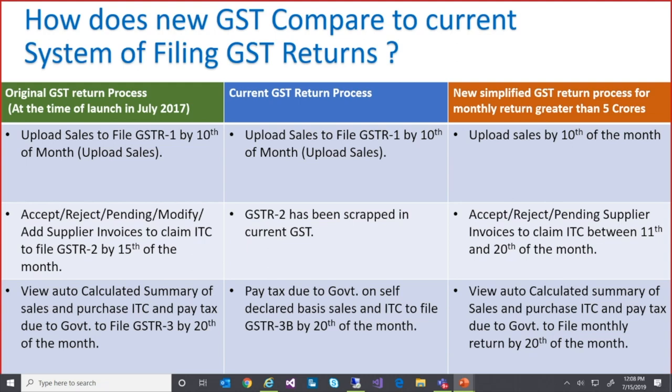And going forward, the auto-generated returns will be generated, and you have to validate that return. Details of sales and purchases will automatically be summarized in a single return. You have to make a payment and then file a monthly return by 20th of the next month. So this is the overall change the government has made in the return process going forward. There are other changes as well, which I will discuss with you later, on how the government is introducing major changes in the return as well.